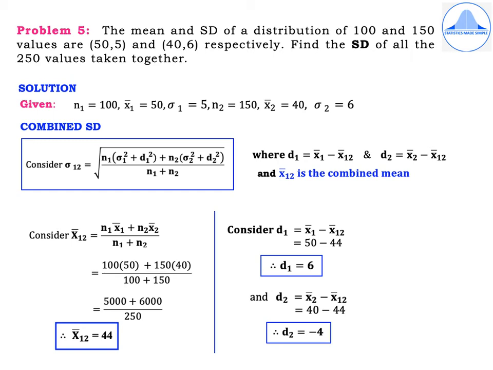Next, we need to find out d1 and d2. So consider d1, which is equal to x bar 1 minus x bar 1 2, which is equal to 50 minus 44. So you get d1 is equal to 6. Then write the formula for d2, which is x bar 2 minus x bar 1 2, which is equal to 40 minus 44, and you get d2 equal to minus 4. So please be careful with the signs for d1 and d2.